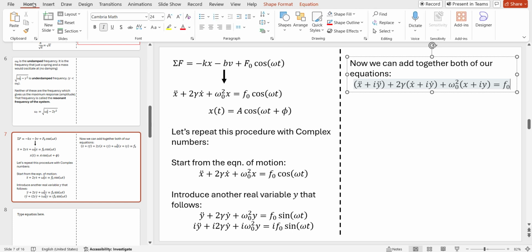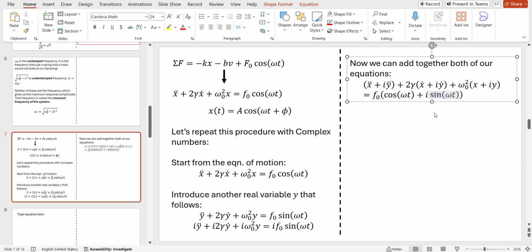Let me make this a little bit smaller so we can fit more stuff in here. F naught cosine of omega t plus i sine of omega t. Maybe you guys are seeing why I did sine instead of cosine. Or maybe not. That's fine too. So this is our equation. I'll make it big again because it didn't really matter. This is our equation, right?